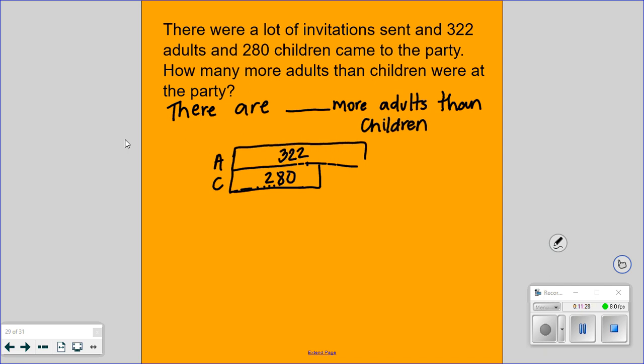There was a moment at that party where the number of adults was equal to the number of children. Draw the line where it was exactly the same. The line of equality. From this line to this line, there was exactly the same amount of adults and children. I'm going to erase my 322 because that's not right. Go into thinking.